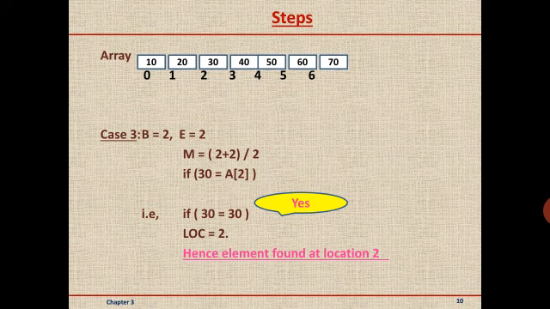A of 2 here in the array, we can see above, the element stored at position 2 is 30. Hence we are comparing 30 is equal to 30. Yes, the match is found here. So we conclude finally that the element 30 is found at location 2.